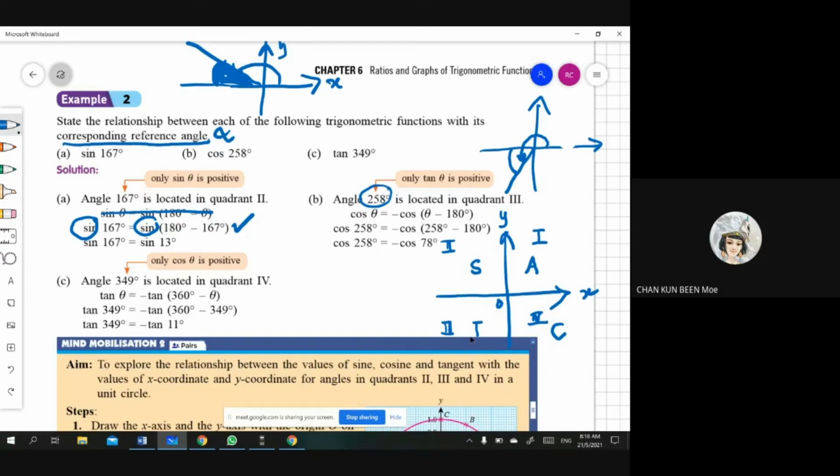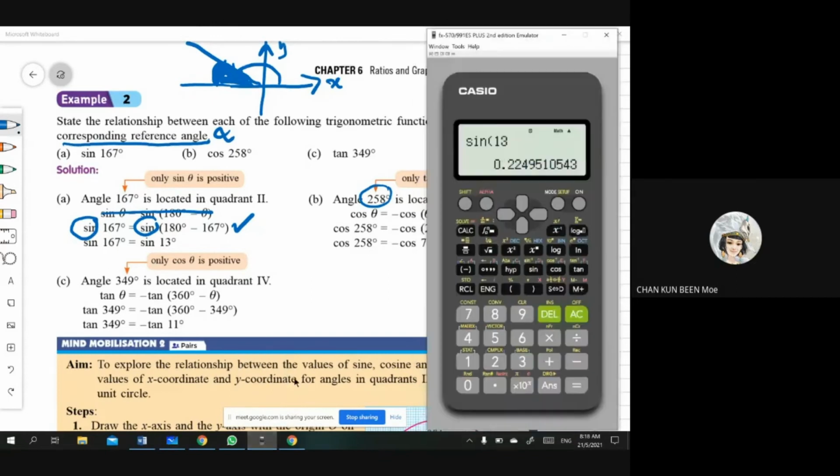Are you okay? If you're not following, let me know. So cos 258 is equal to negative cos 78. Then I'll let you check with the calculator. Cos 258, remember, it's negative 0.2079.